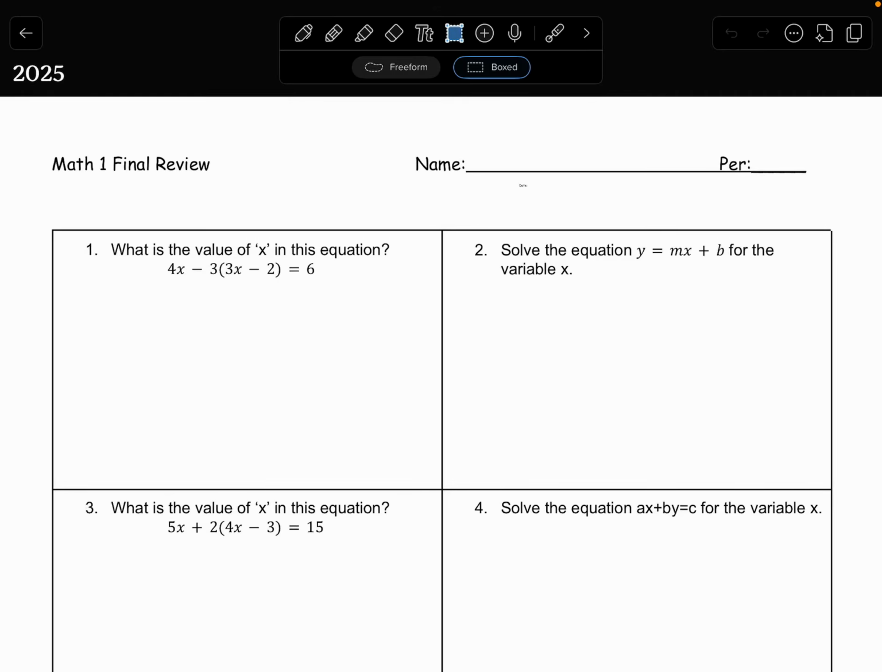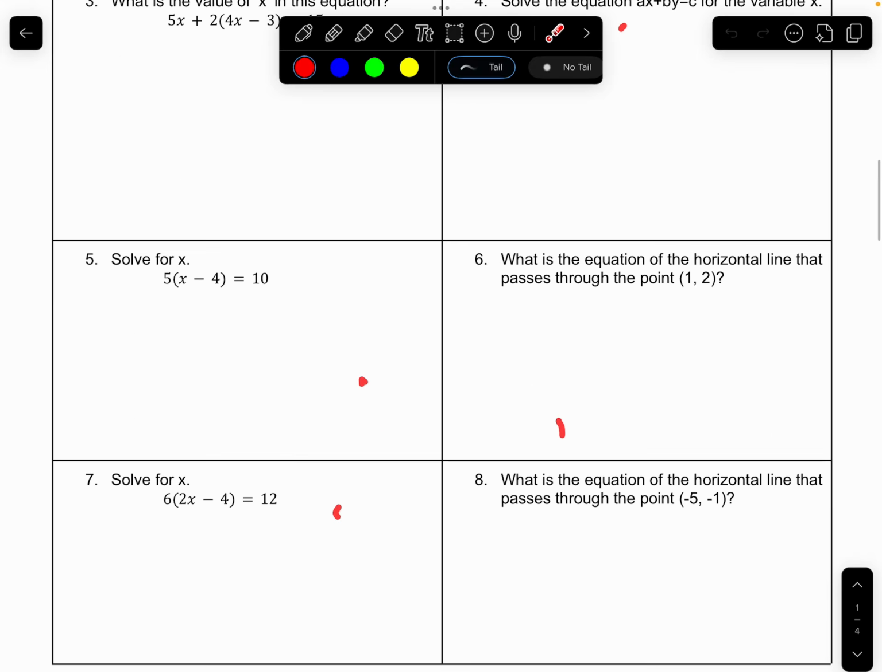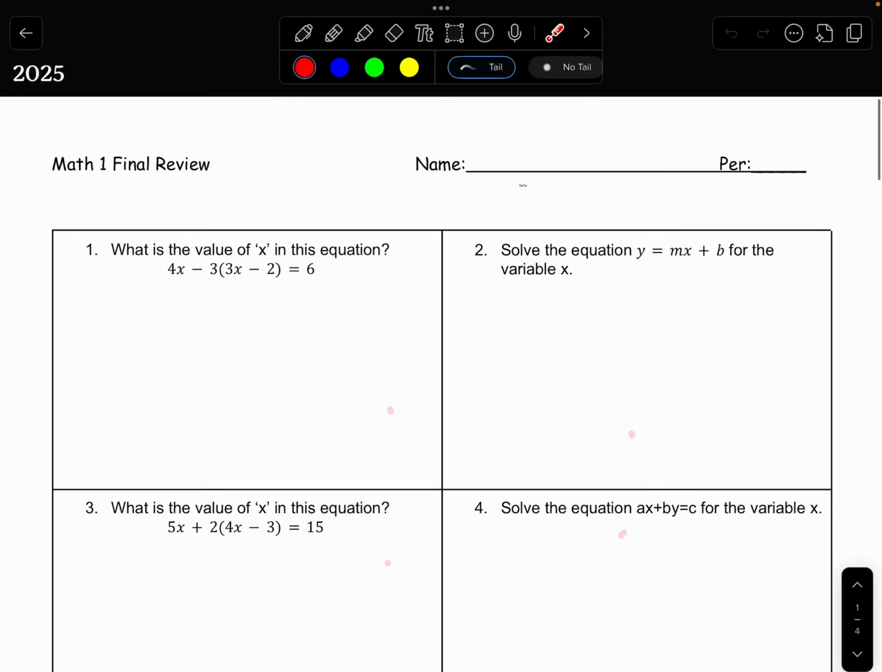Here is our final review for Math 1. Let's start with the very first problem. I'm only going to do one problem each. I'll provide the answer key for the rest. I gave 2 problems per question, so you guys can try as well.